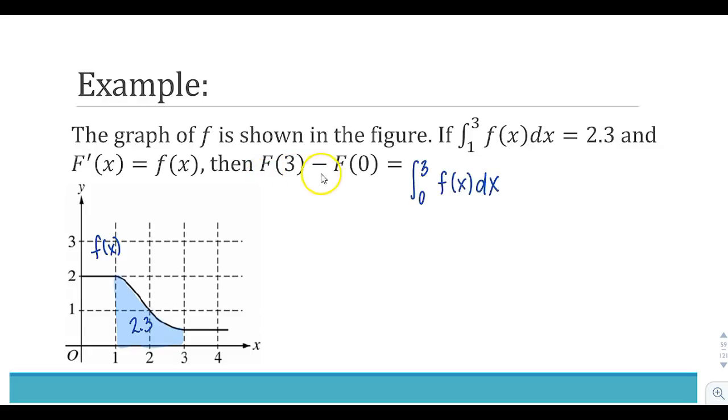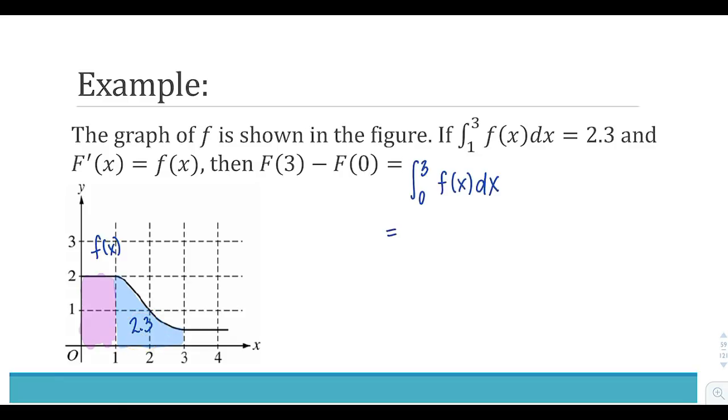So big F of 3 minus big F of 0 is the definite integral from 0 to 3 of f of x dx. So now I want all the area from 0 to 3. I only have the area from 1 to 3. But the region that's missing in terms of area is a perfect rectangle. So all I have to do is find the area of that rectangle and add it to the area under this curved part that I was told is 2.3.